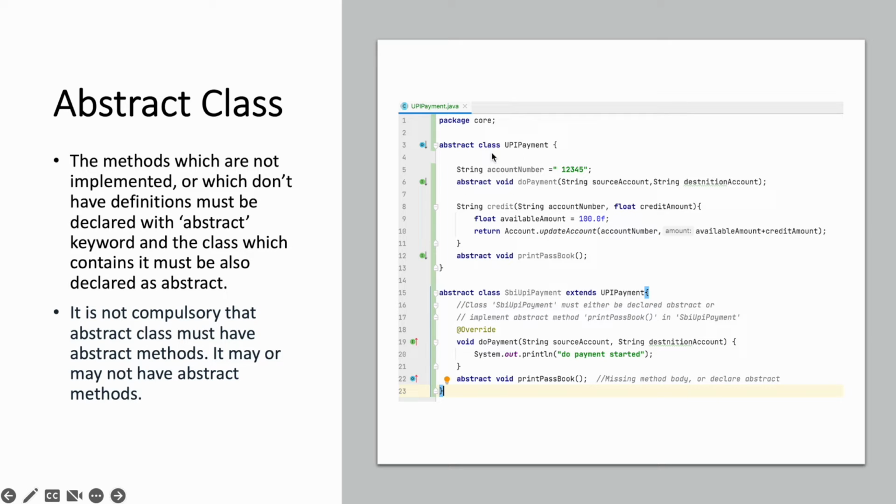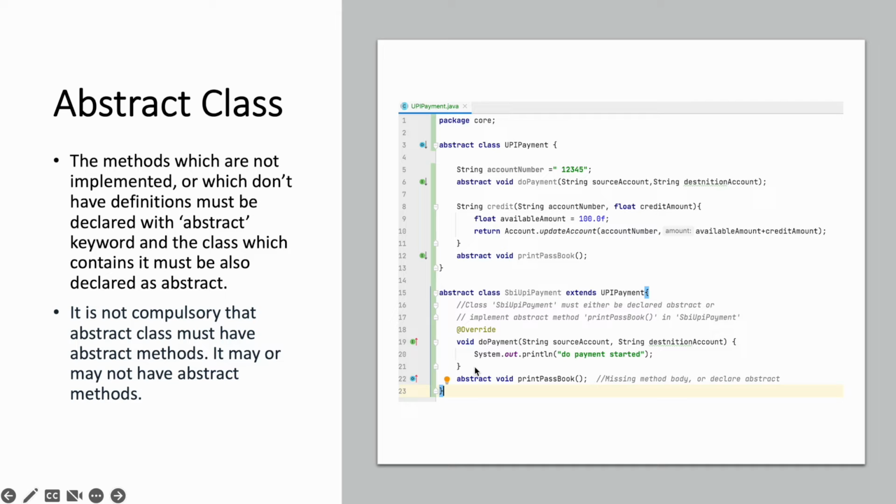In this example, if you see, UPIPayment has two abstract methods, doPayment and printPassbook. In the subclass, I don't want to override this printPassbook, so I am declaring that method as abstract. If a class is having one abstract method, that class should be declared as abstract. The abstract keyword we have to use, otherwise it will give error.